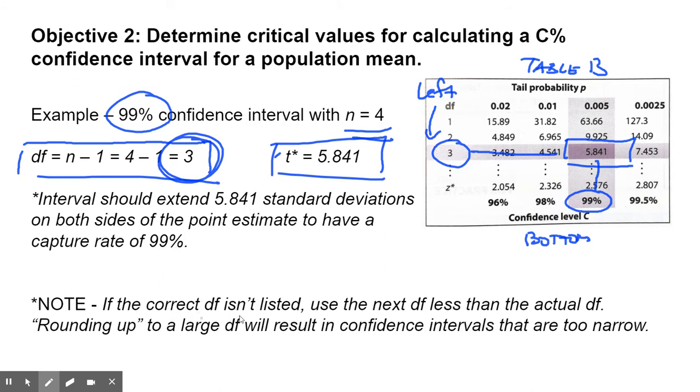Again, if the correct degrees of freedom isn't listed, you need to use the next degrees of freedom less. Don't round up. Rounding up is bad. Don't round up.